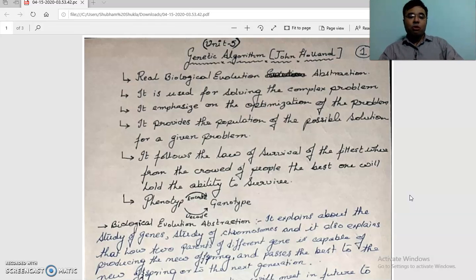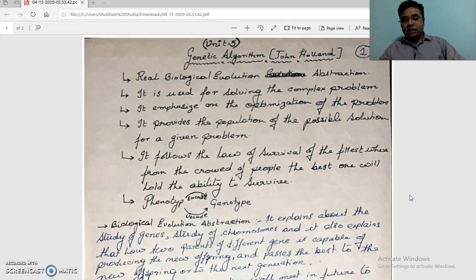So in the population, in the set of data, population means data, the only data which will turn out as the fruitful data is that data which turns out to be the most optimized data after applying the genetic algorithm to that particular population. So this is how this particular algorithm works.